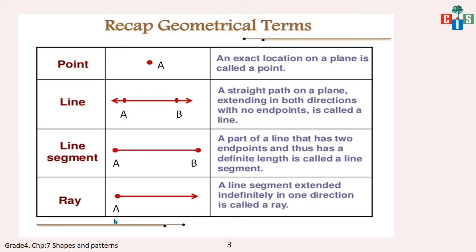And then what is a ray? A ray is a line segment extended indefinitely in one direction only. A ray will extend in one direction only, and it is known as ray A.